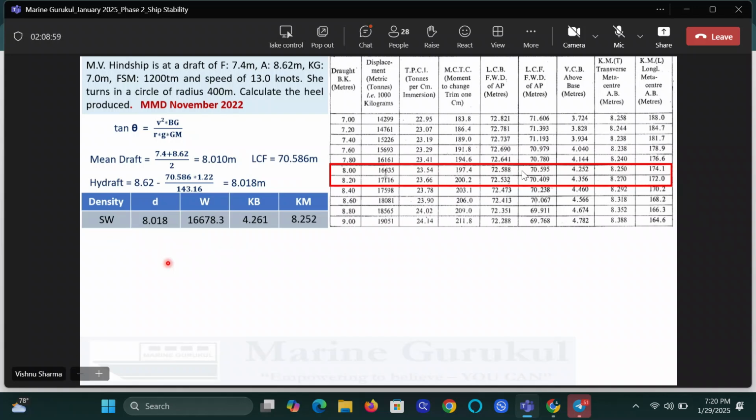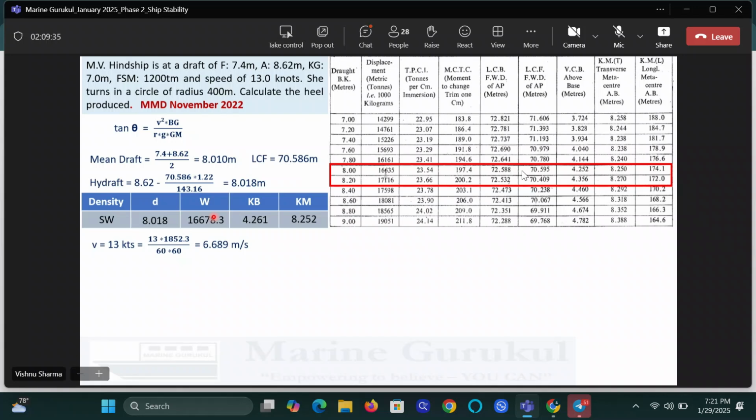Done. Okay, guys. Can you please calculate? Convert the speed into meters per second. 13 knots means 13 nautical miles per hour. Convert nautical miles into meters and hours into seconds. And 1 nautical mile is 1852 meters. So in the numerator, you will multiply by that like this. 6.689 meters per second.